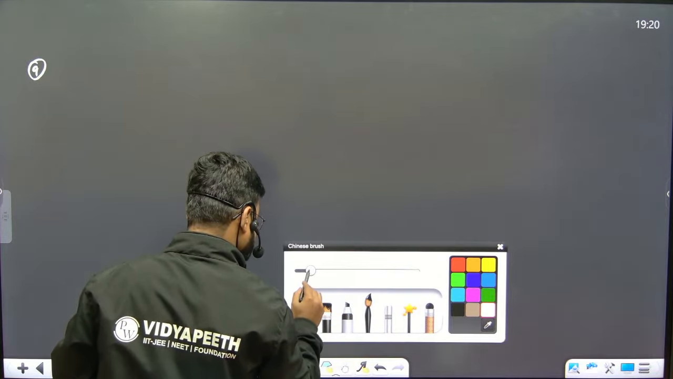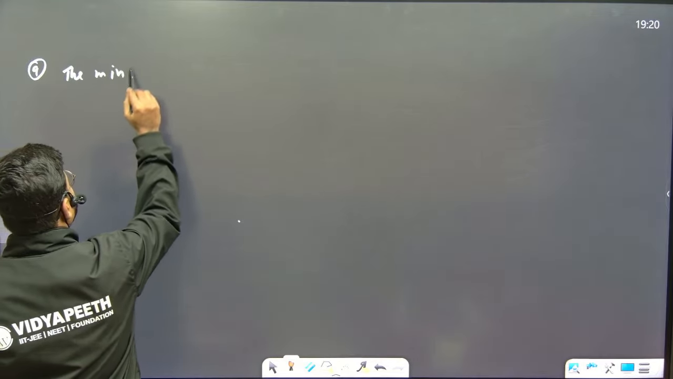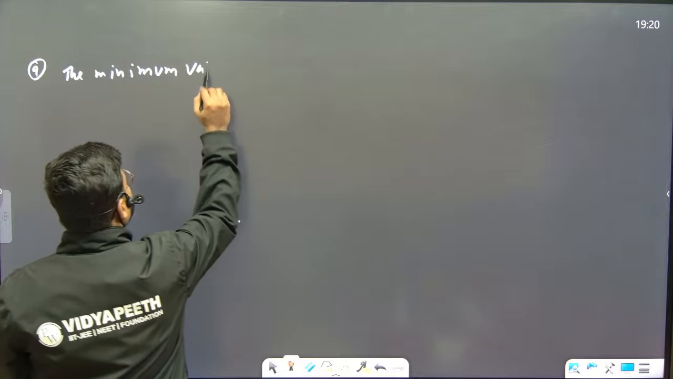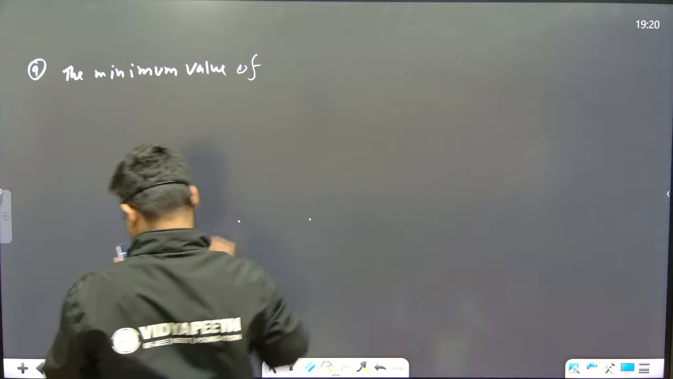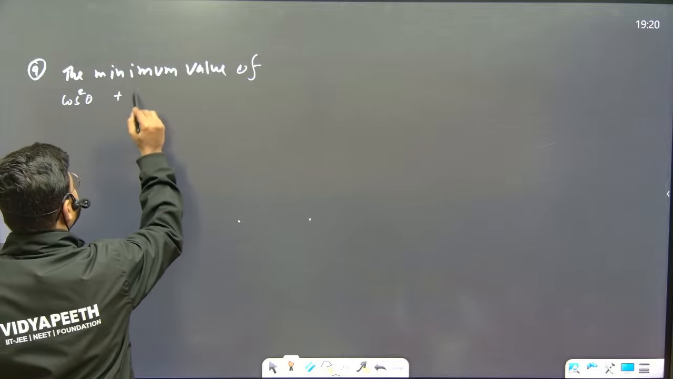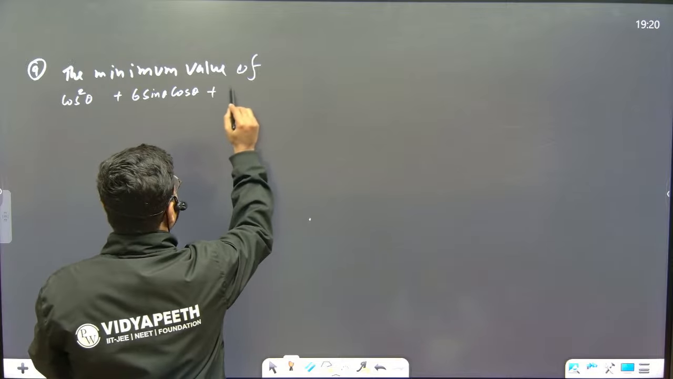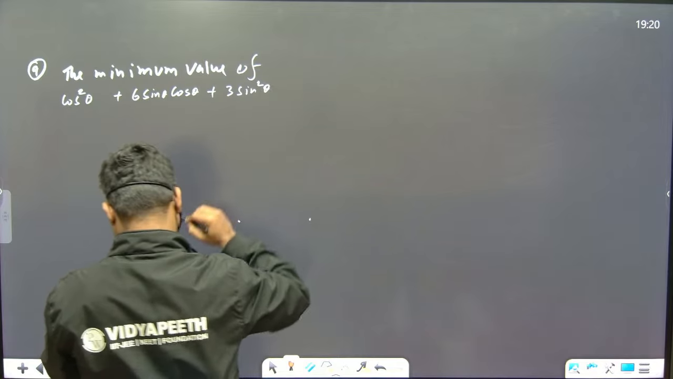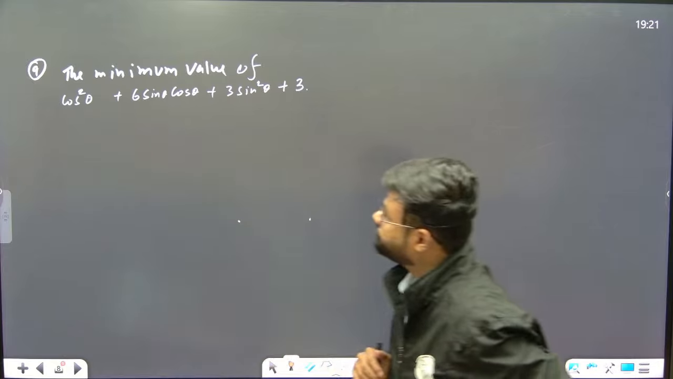Okay. So the first question is from trigonometry. The minimum value of cos squared theta plus 6 sin theta cos theta plus 3 sin square theta plus 3. They have not given any range for the angle.